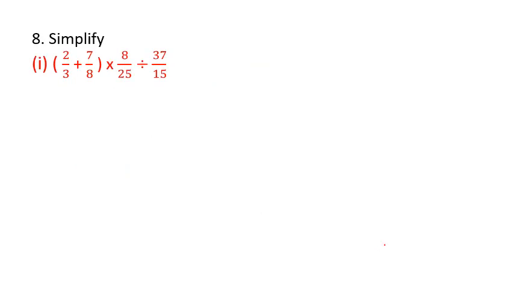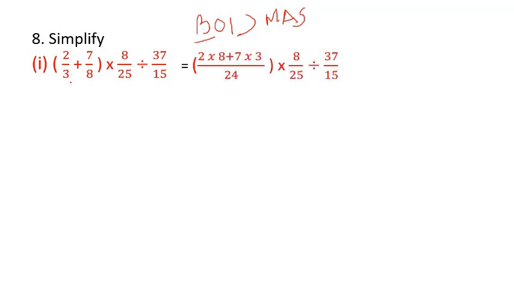Now let us simplify 2 by 3 plus 7 by 8 whole into 8 by 25 divided by 37 by 15. Now you will ask me, sir, we could have easily started from here. But you also remember the rule BODMAS. You know this rule BODMAS. So B for bracket, so we will first solve what is inside the bracket. So what is inside the bracket, let us solve.